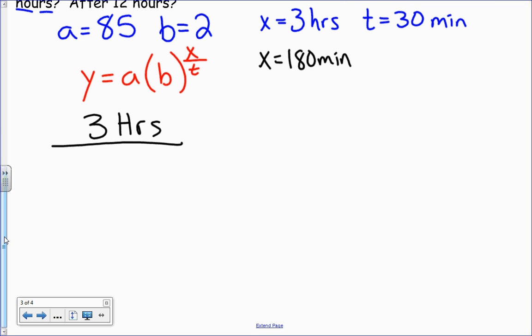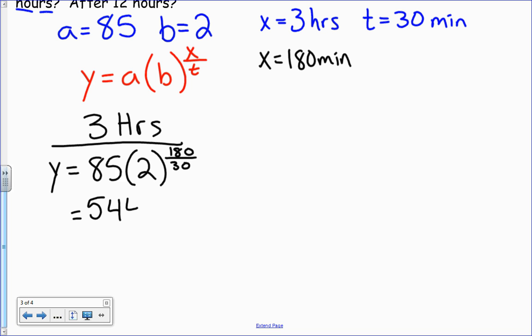After 3 hours, our equation would look like this. Y equals 85 times 2. Our X after 3 hours is 180, put that on top. And our T is 30, put that on bottom. Once you type that in, that results in 5,440 bacteria.